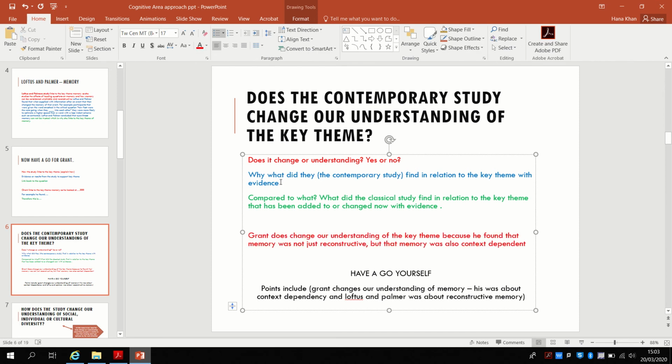And then you guys, I want you to tell me why. What did Grant actually find in relation to the key theme with evidence compared to what did Loftus and Palmer find in relation to the key theme with evidence? So if you could add that to the end of there. So again, you can pause this video and pop that in to your booklets, please.